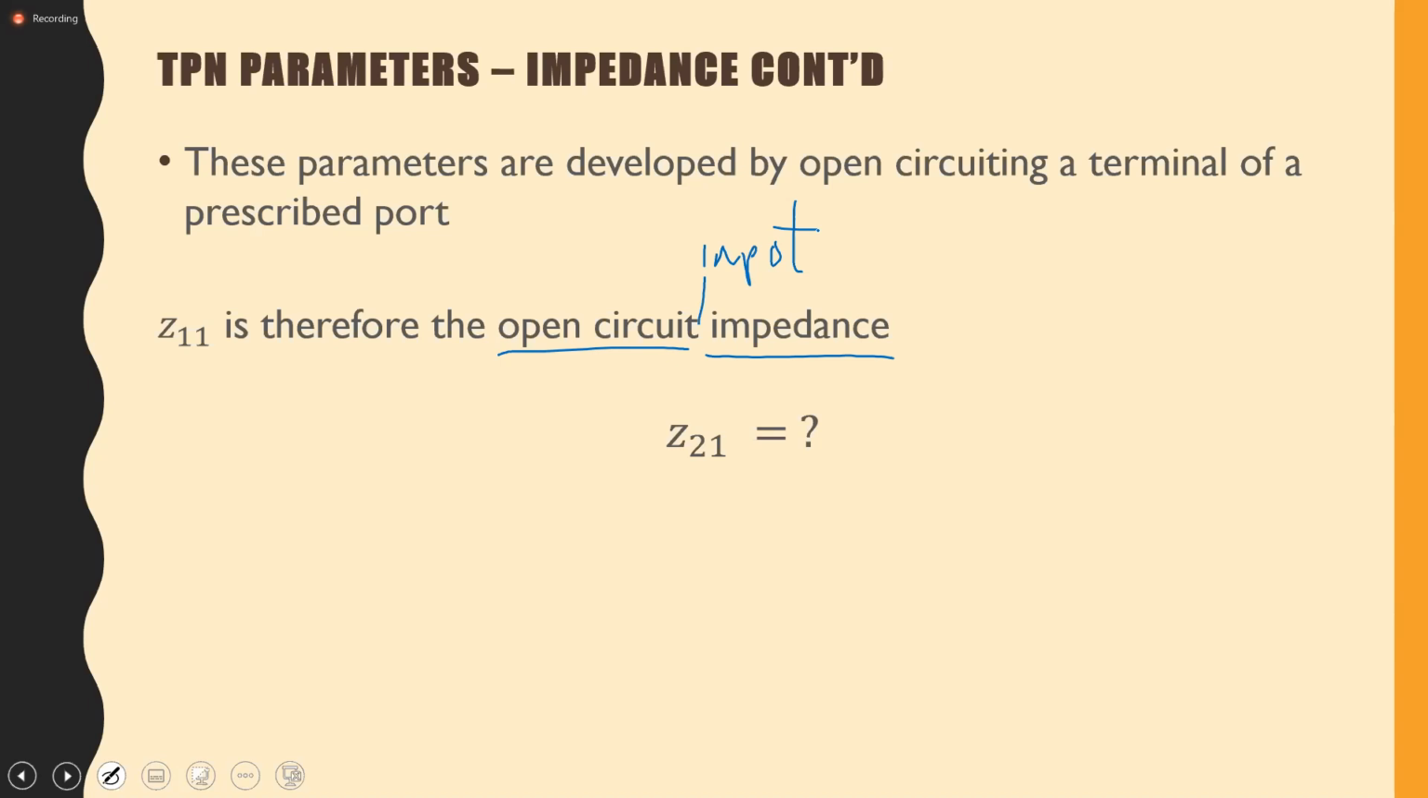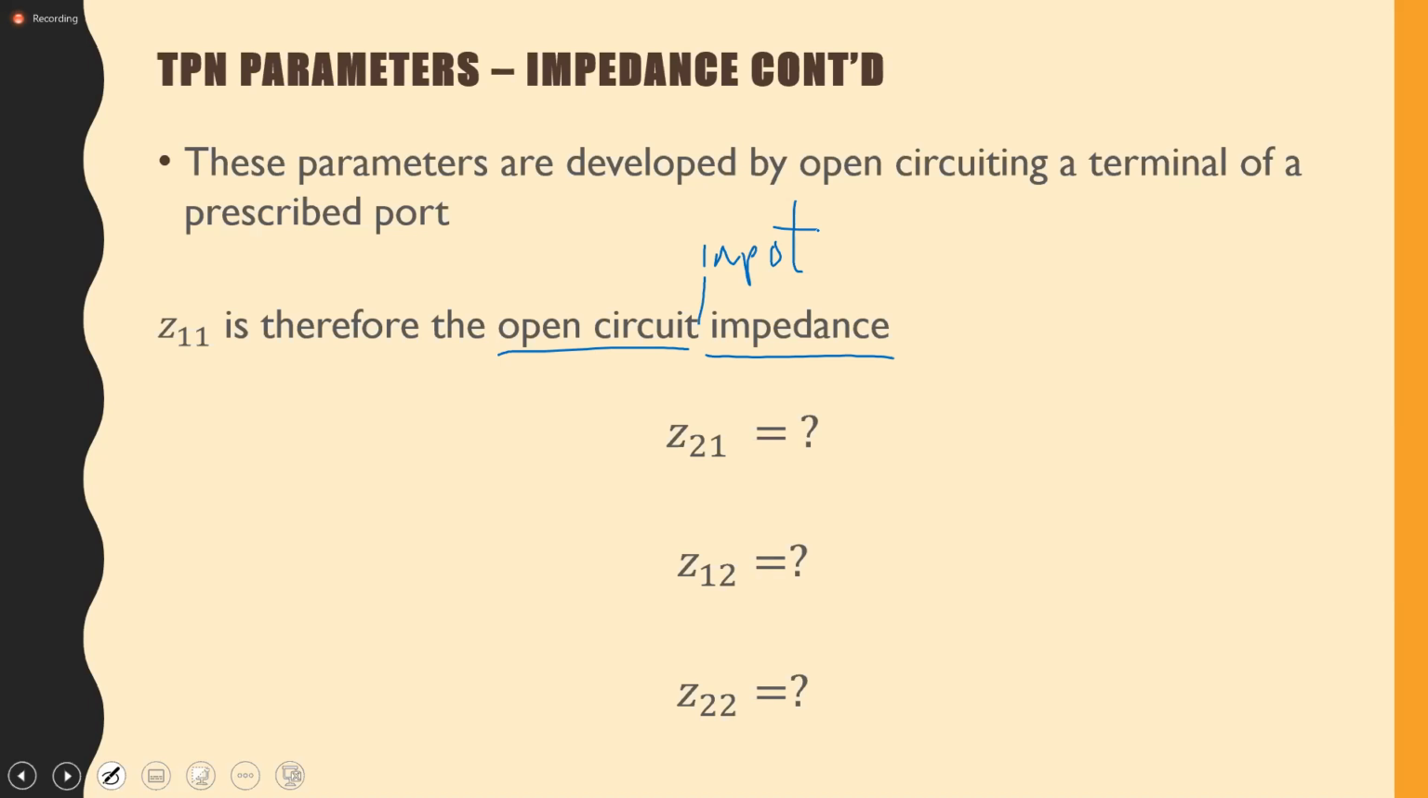Okay, what would Z21 be? What would the name given to that be? Open circuit transfer impedance. Good. And Z12? Same thing. Same thing. And Z22? Open circuit output impedance. Excellent. All right.